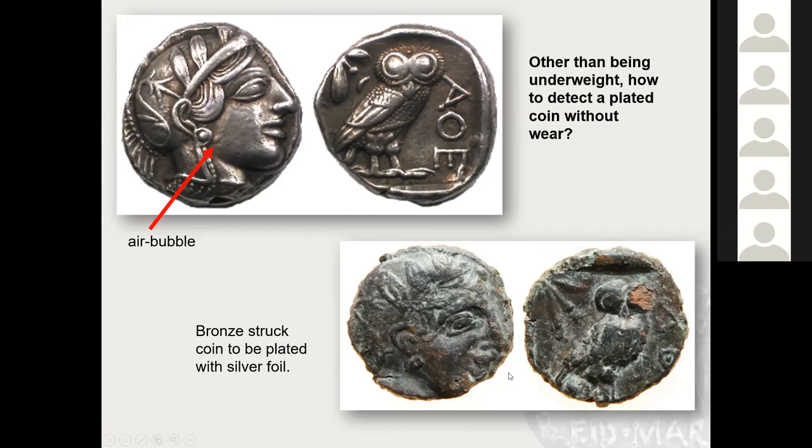And this one is also in my collection. So it's obvious these coins were never minted in bronze. So bronze prepared to be plated with silver. And here, I wanted to talk about this air bubble here. This air bubble simply tells us that this is a plated coin, and it's underweight.